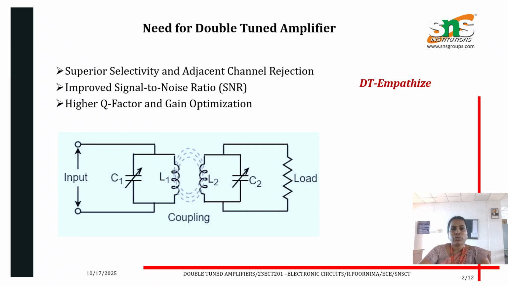For radio frequency applications, for amplifier circuits, we need to select a particular frequency for the particular channel. So in that case we need high selectivity and adjacent channel rejection. And also we need to reduce the noise and distortion. So we need an improved signal to noise ratio. These are the requirements of the amplifiers. So double tuned amplifiers are particularly used for higher quality factor and bandwidth.